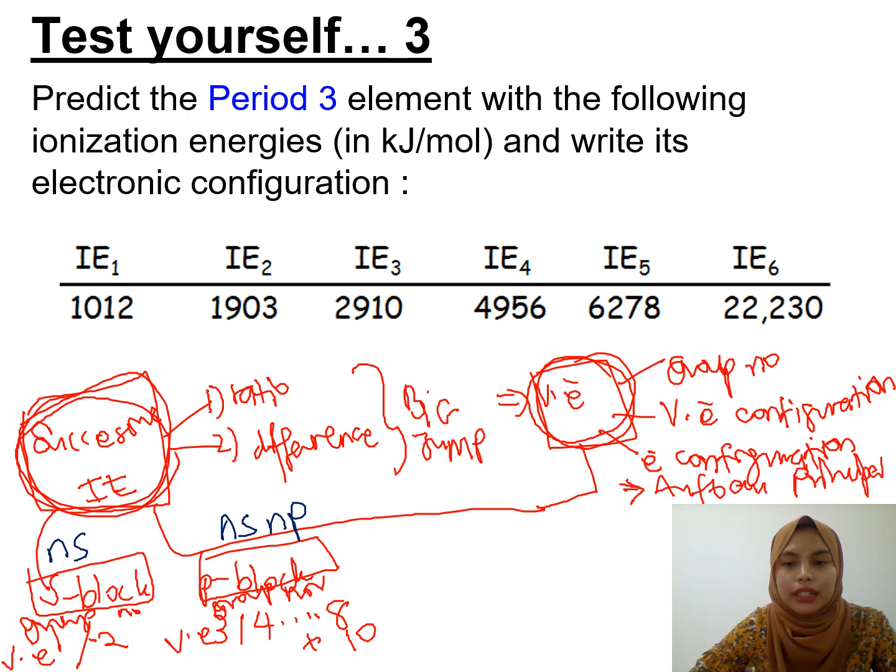So pokok pangkalnya kamu belajar pasal successive ionization energy ni ialah sebab kamu boleh dapat valence electron of your element. So from valence electron, you boleh tahu quite few things from there. So I think that's all for this section.